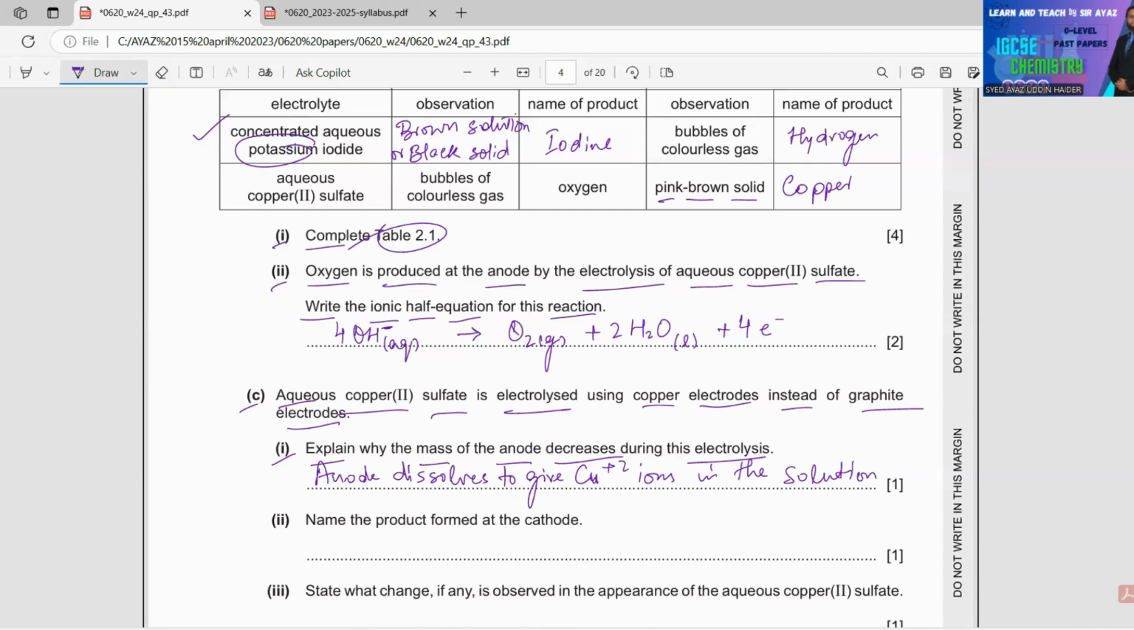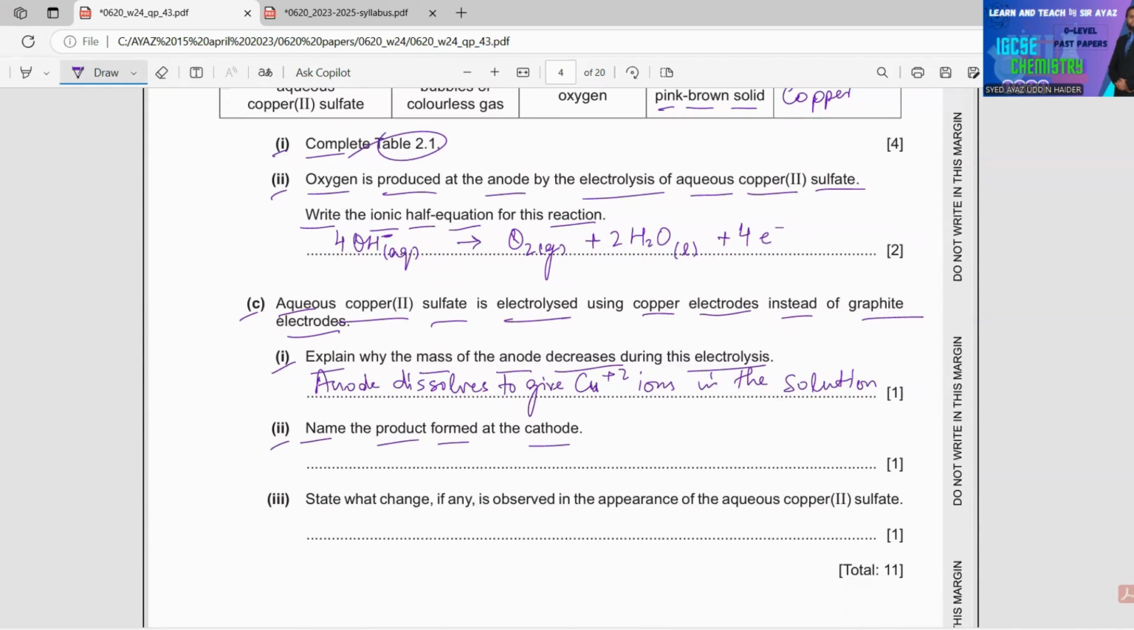Moving to the next part, which is part 2. Name the product formed at the cathode. You will get copper at the cathode. So I'll write copper here.